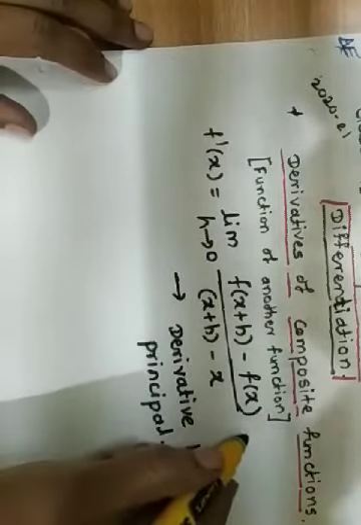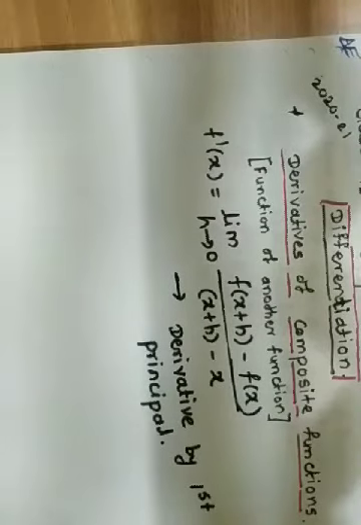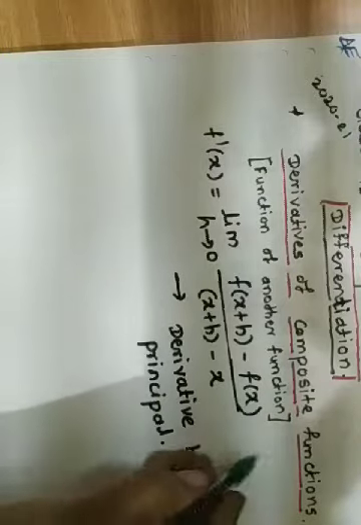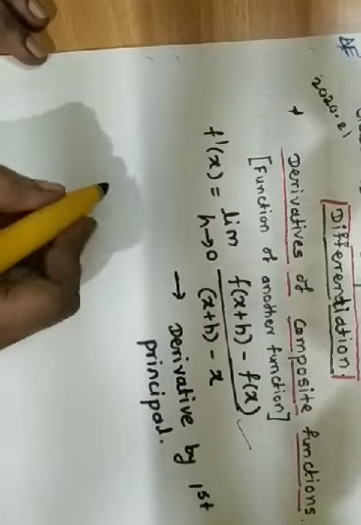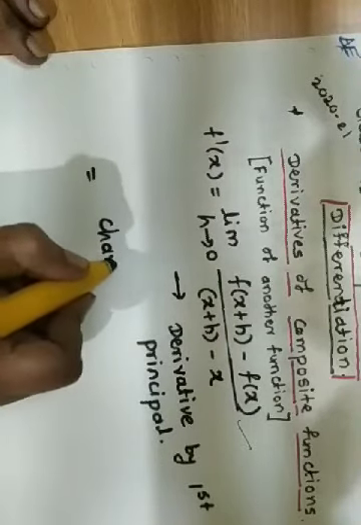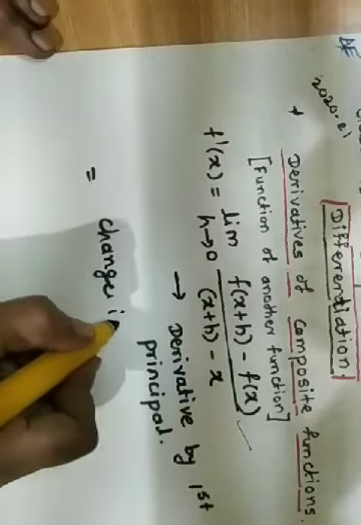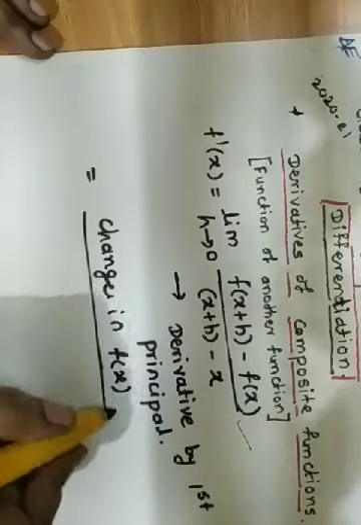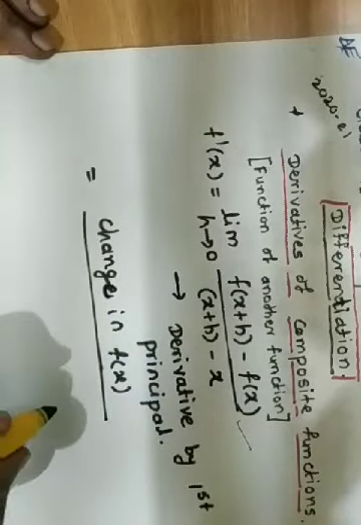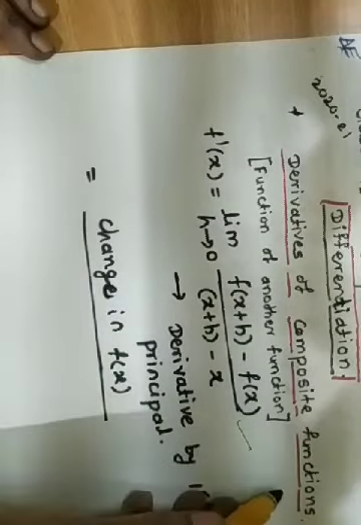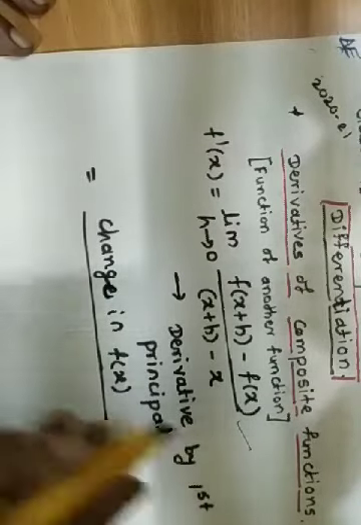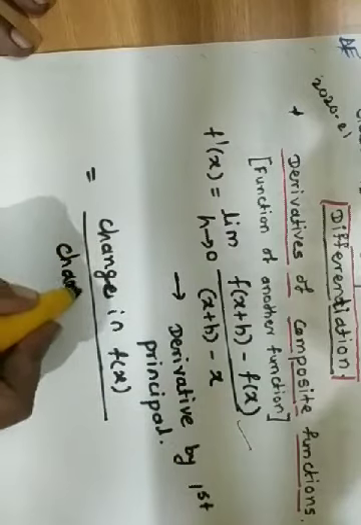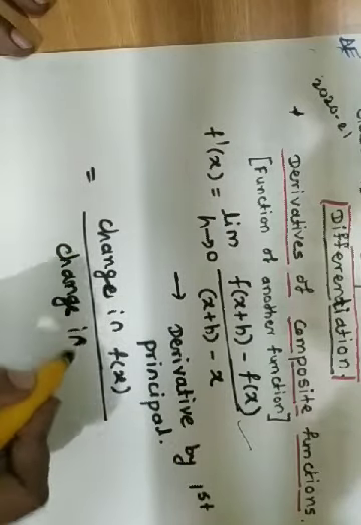What does this numerator say? This is the change in f of x, that means change in the function f of x. This function is with the variable x. Change in function, any function, is the numerator. And what is the denominator? This says the change in x, that means the change in variable x.